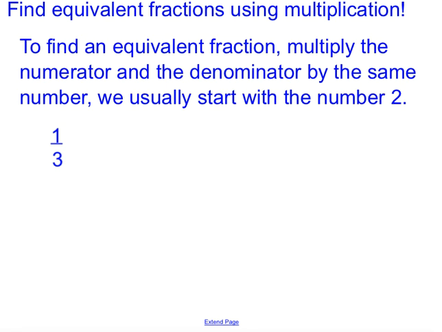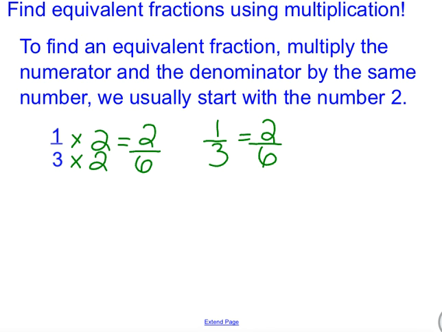So I have 1/3. And now the rule says I need to multiply the numerator and the denominator by the same number, which is the number 2. So I'm going to go ahead and do that. So I'm going to multiply the numerator by 2 and the denominator by 2. And by doing this, I will create an equivalent fraction. So I have to do my multiplication going across. So 1 times 2 is 2. 3 times 2 is 6. So 1/3 is equal to 2/6. Okay.